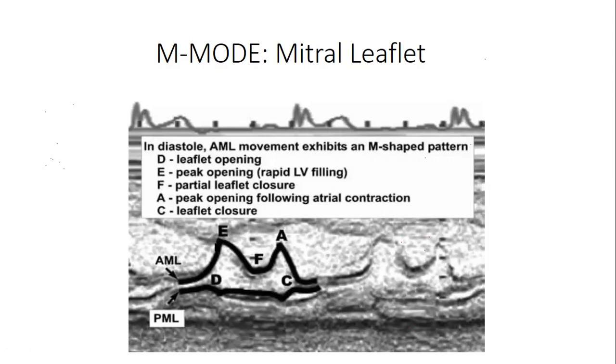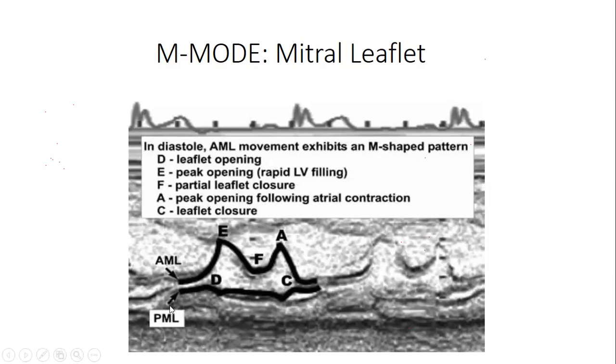So E is the early phase. Okay, this is the filling. A is the atrial kick. There are 4 phases, like I mentioned, of the diastolic phase: isovolumetric, rapid filling, and then the slow filling and the atrial kick. We don't see all of them on echo.